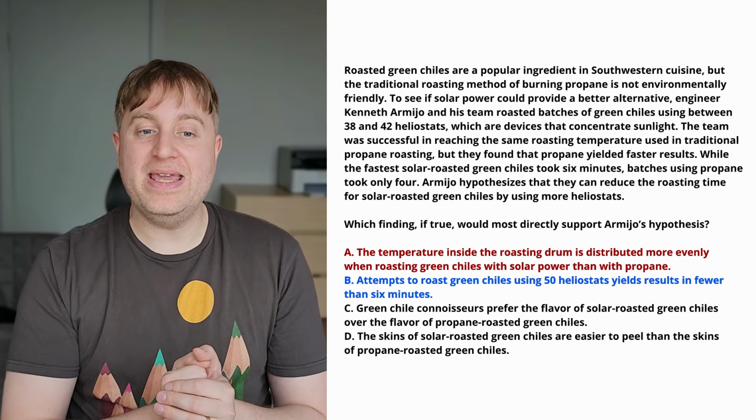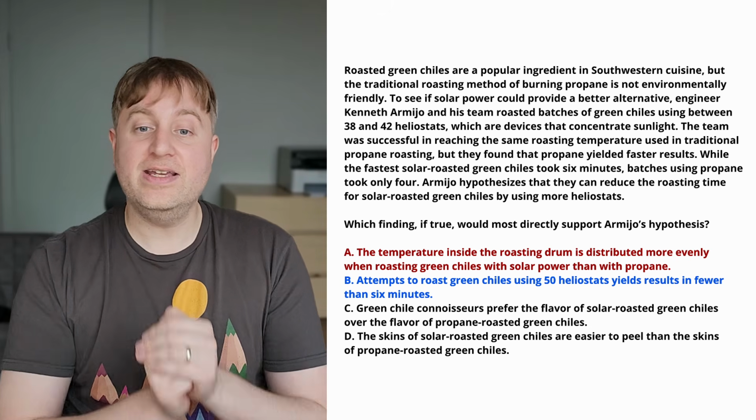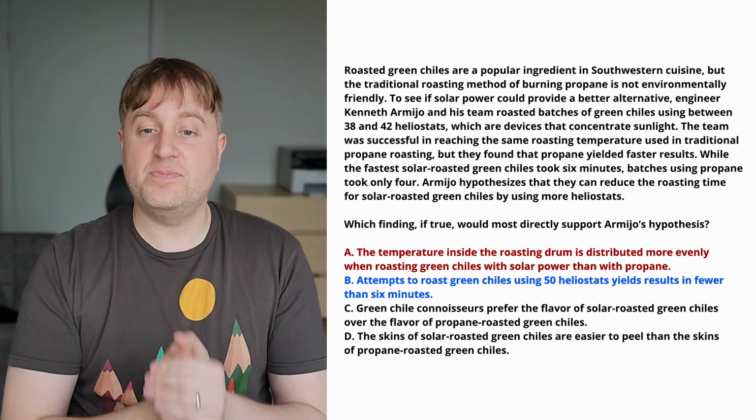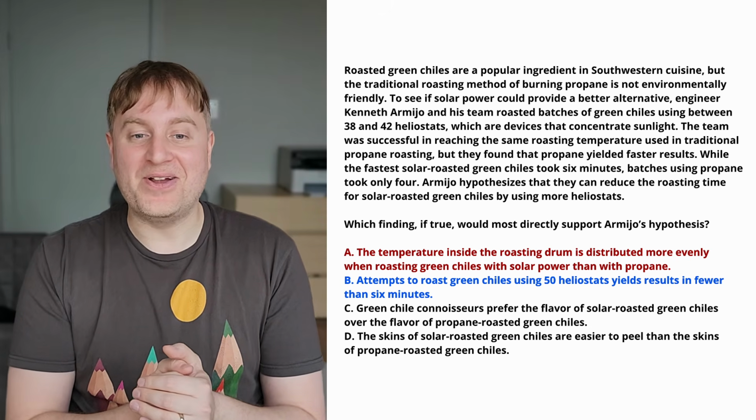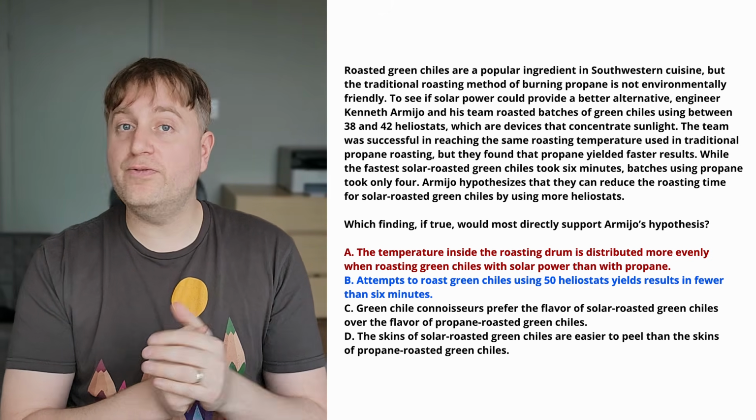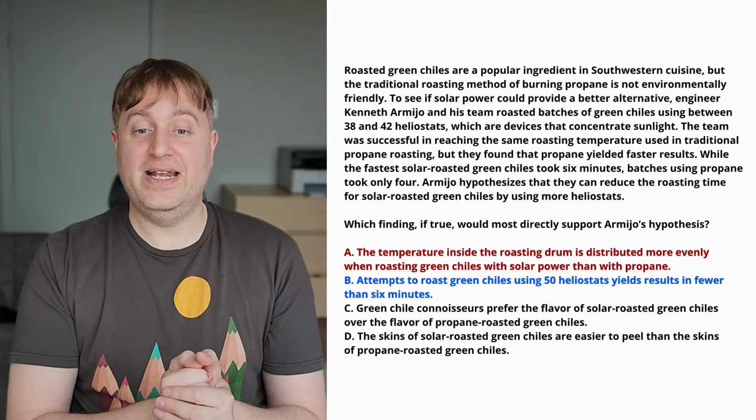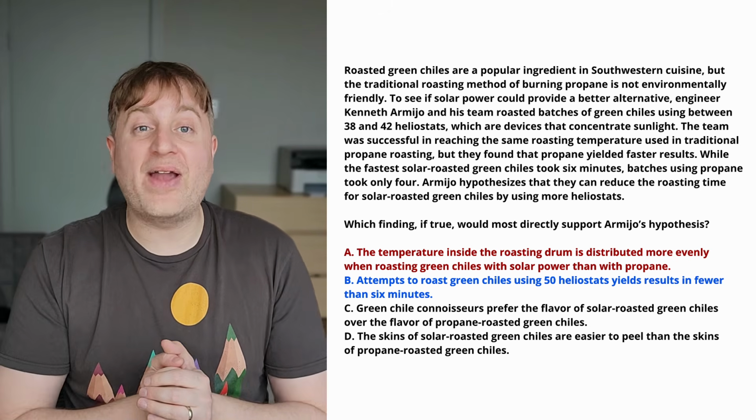We move on to B. Attempts to roast green chilies using 50 heliostats yield results in fewer than 6 minutes. Now this one seems like a very good match. Remember, our prediction was that we're going to show more than 42 heliostats roasting peppers in less than 6 minutes, and that's exactly what our answer tells us.